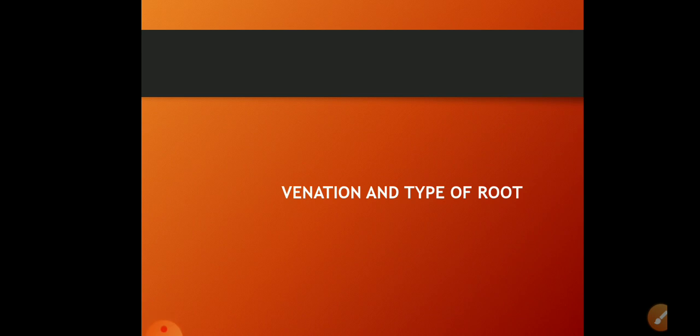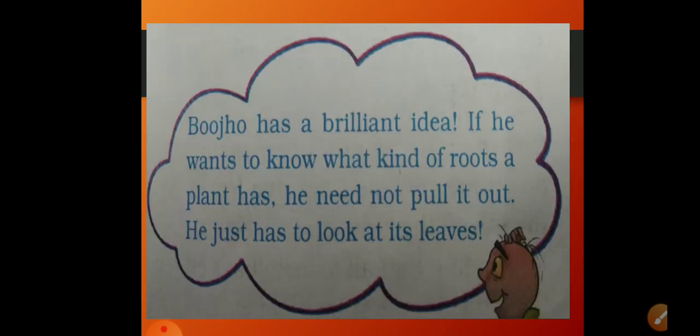We are continuing chapter number 7, and today's topic is variation and type of root. Buju has a brilliant idea. If he wants to know what kind of root a plant has, then he need not pull it out. He just has to look at its leaf. Now see how.